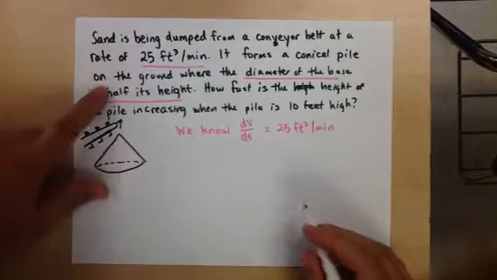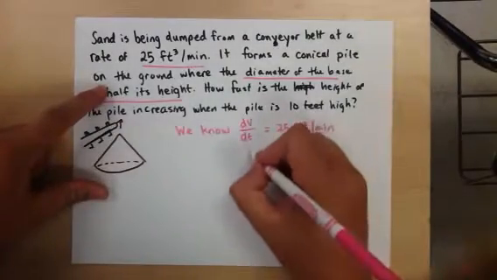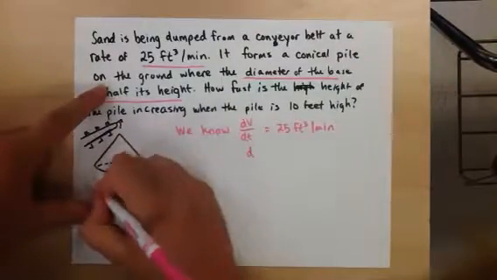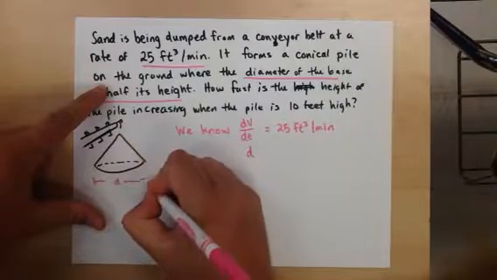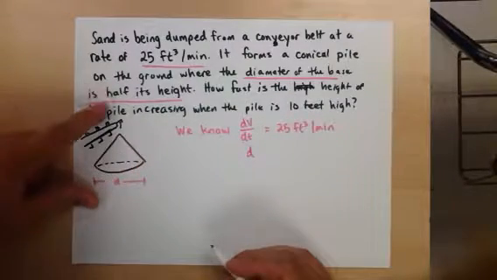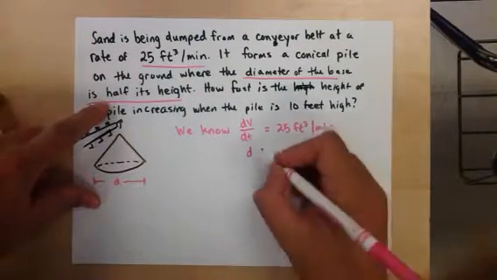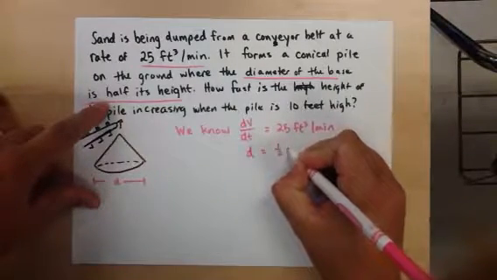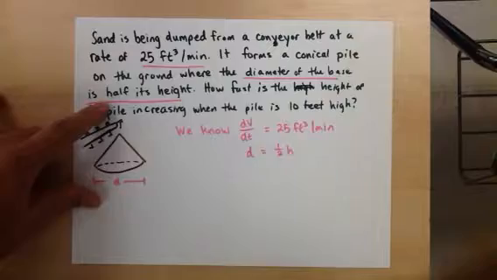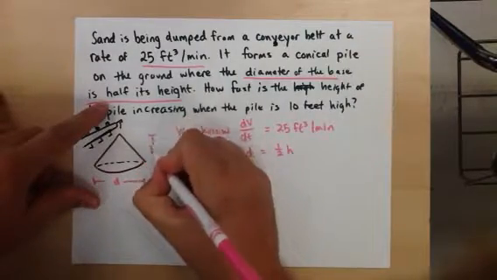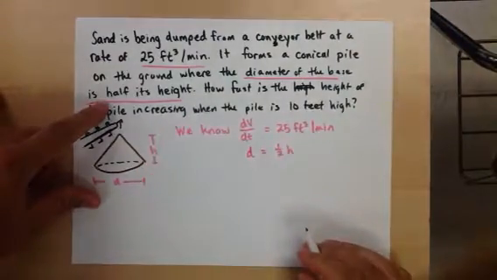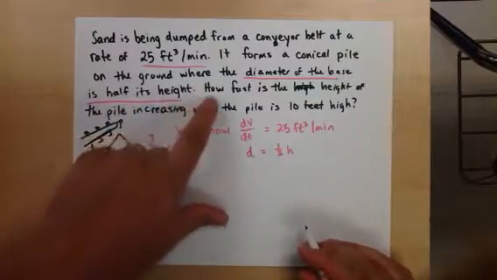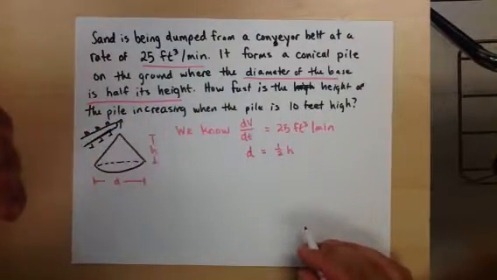What else do we know? Oh, we know the diameter of the base. Okay, so this guy is half the height. Okay, so whatever the height is, I cut it in half. I now know my diameter. Okay. Anything else? Nothing really there, okay?